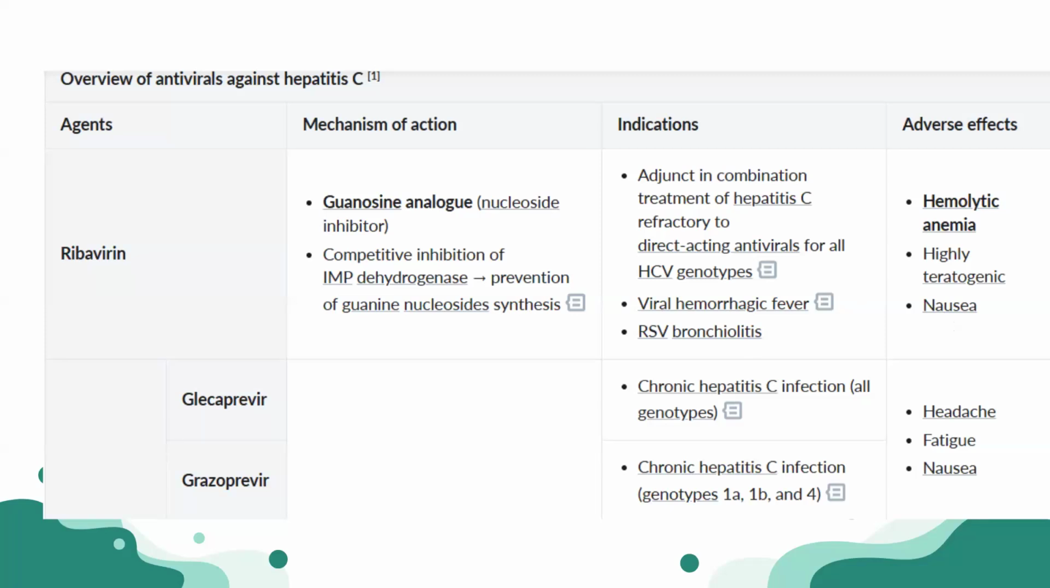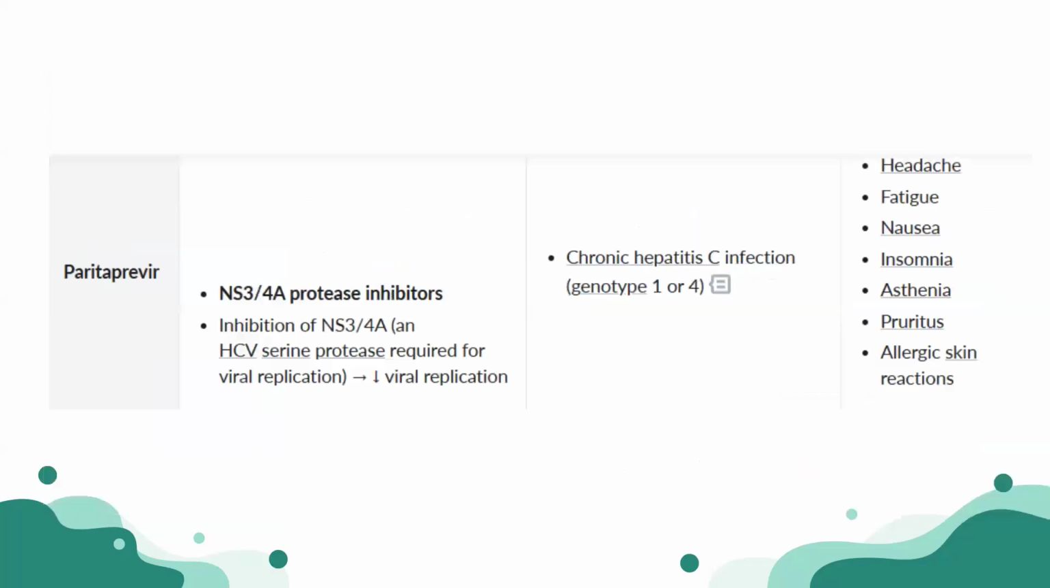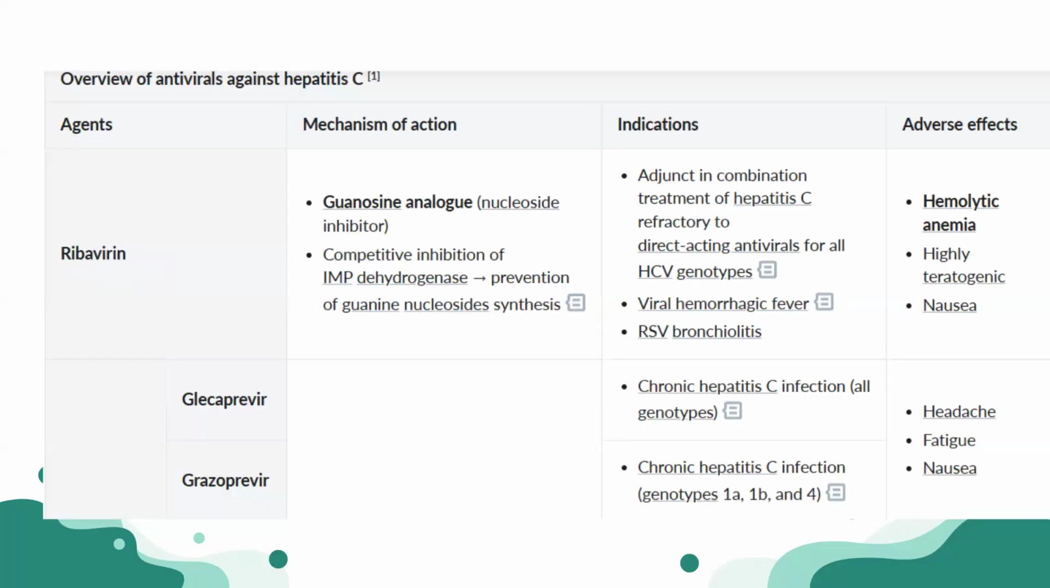Okay. Next, we move on to direct-acting antivirals. So we have glecaprevir, and then Razo. This is not really mentioned in your slide. I wouldn't really think about that, honestly. Glecaprevir, and then the next one we have is peritaprovir. Now, both of them end in the suffix previr, right? So that means protease inhibitor. And that means it's NS3/4A protease inhibitor.